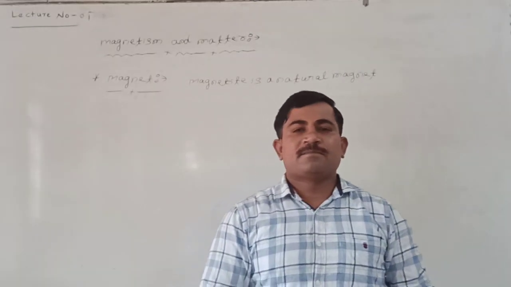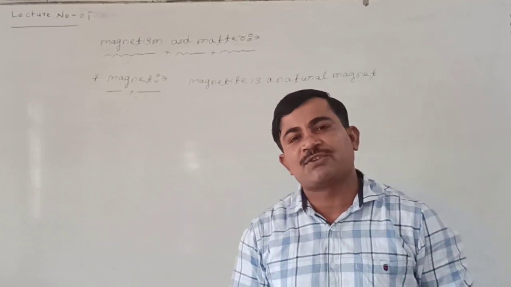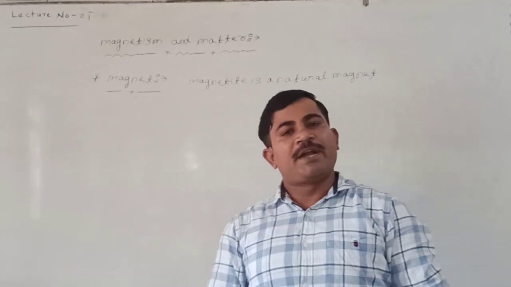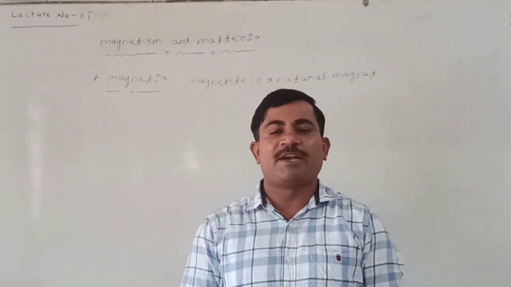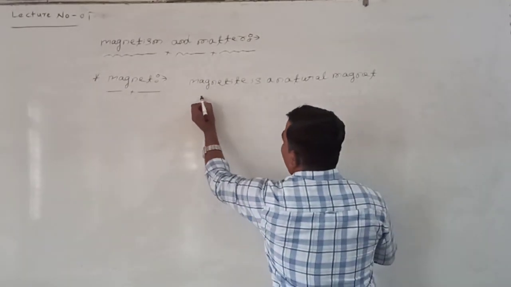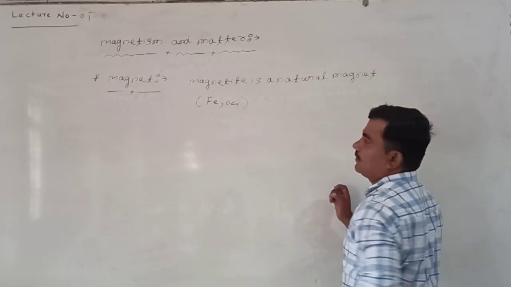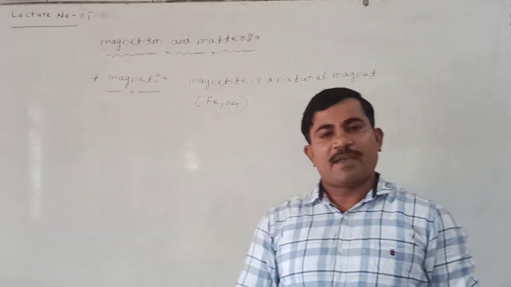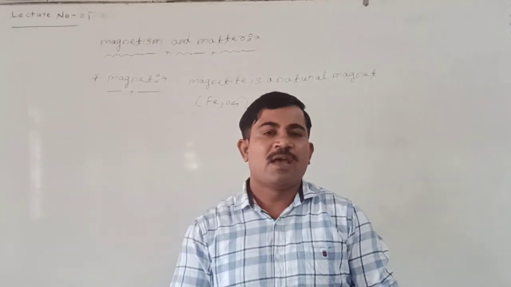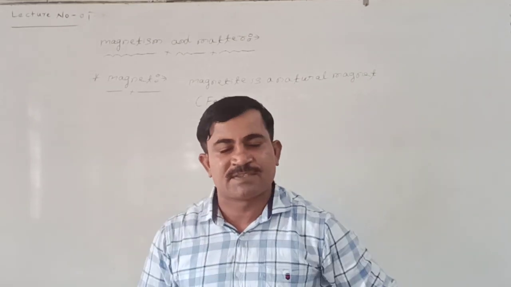This magnetite is available in a blackish brown color, so this natural magnetite is also called black stone, or lodestone, or leading stone. Its chemical formula is Fe3O4, natural magnet. But in practice, this natural magnet has a weak magnetic field. I mean, it does not have a strong enough magnetic field to be used for commercial purposes.